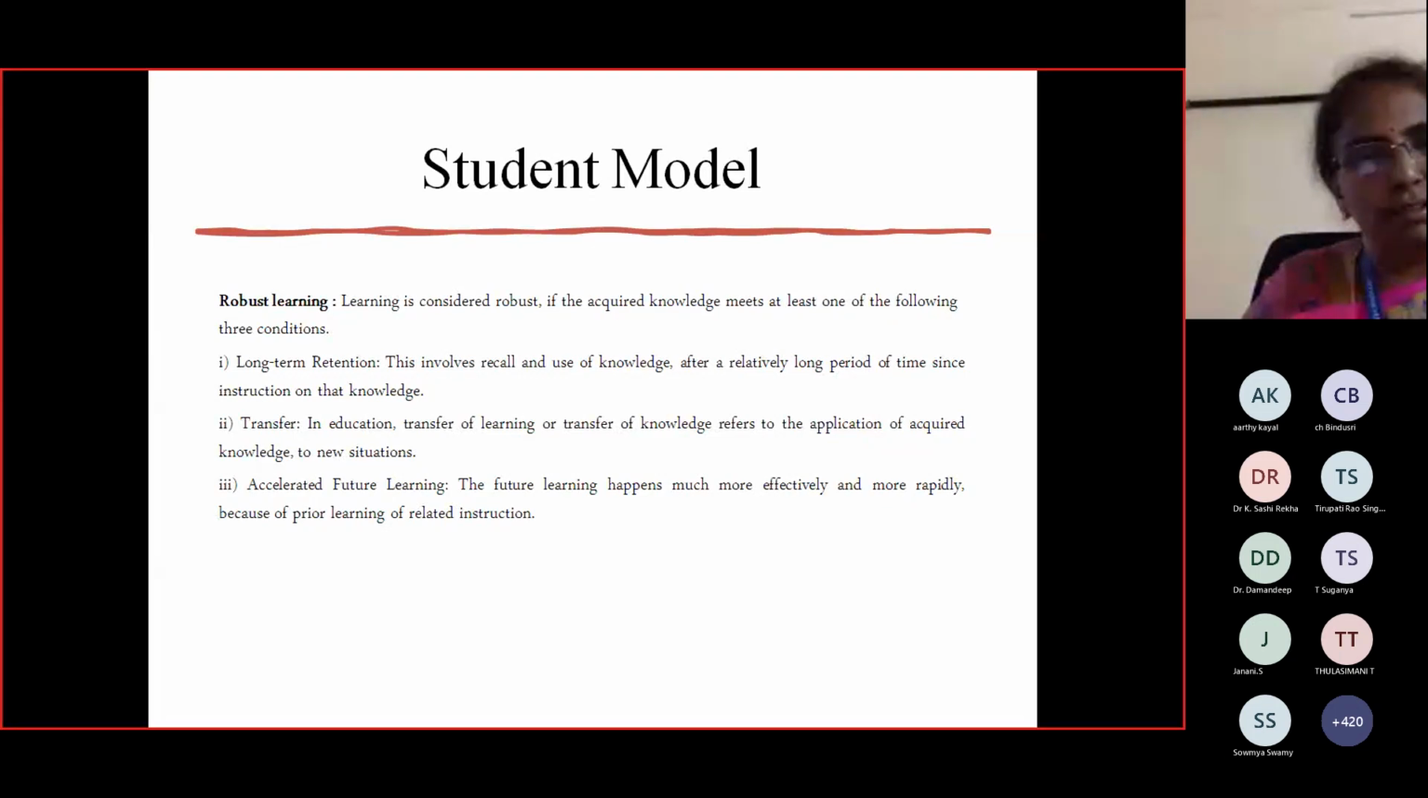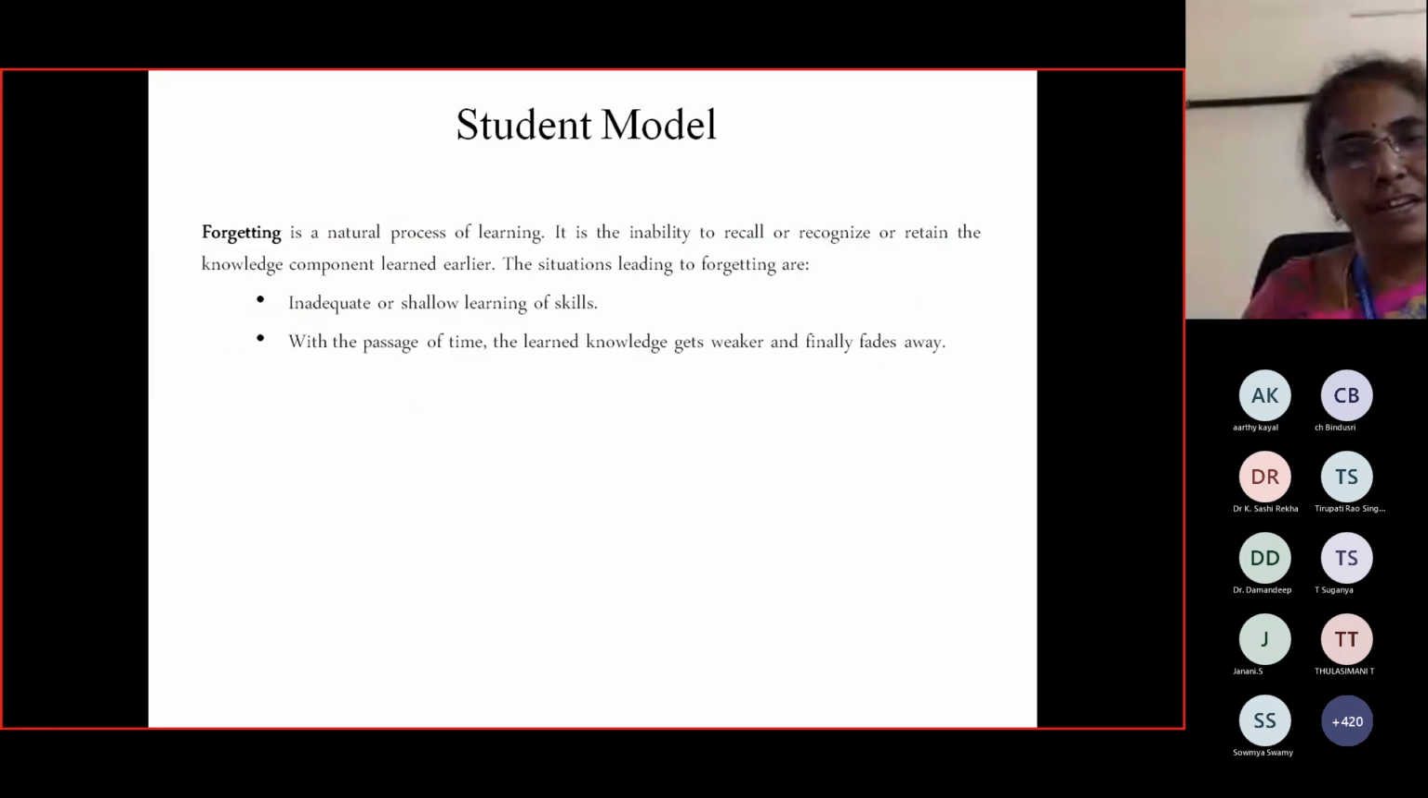So that comes under this. Next is forgetting. Long-term retention, that is, being able to remember the knowledge for a long period of time, is very much important for robust learning. Only if he can remember it for a longer period of time can he transfer it, that is, apply it to a new situation, and learn complex skills.